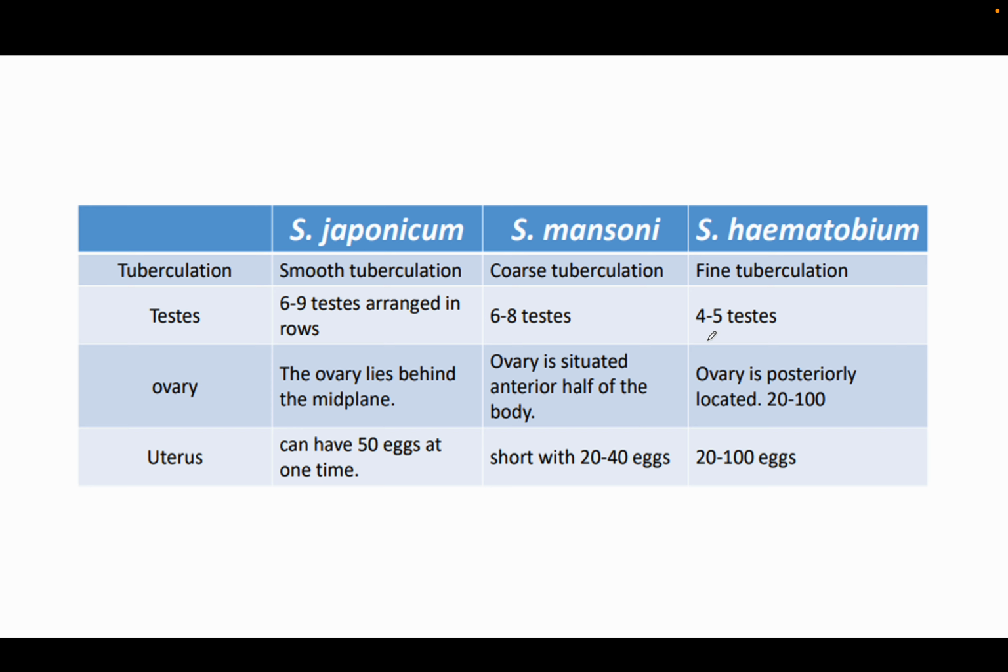The uterus also can contain a different number of eggs. For Japonicum, they can have 50 eggs at one time. For Mansoni, about 20 to 40, and Haematobium is the most prolific, which may contain a range of 20 to 100 eggs.